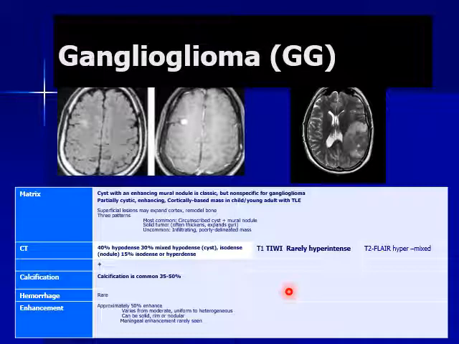Regarding the density and intensities, 40% are hypodense on CT, and 30% are mixed hypodensity with a cyst or isodense nodule. T1 is rarely hyperintense, usually it is hypointense. In T2 it is hyper to mixed. We can see calcification because it is a benign long-standing tumor, and rarely hemorrhage. As I have told you, the solid component is usually uniformly enhanced and may cause meningeal enhancement simulating a dural tail, such as in the cases of PXA.